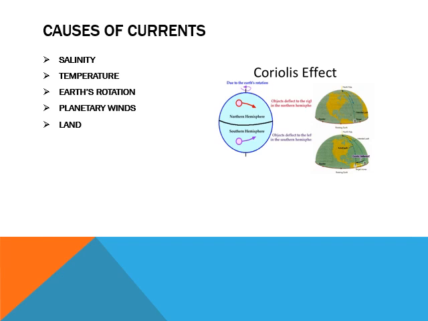The third factor is the rotation of the earth, and you can see the picture also. Since the speed of rotation of the earth is maximum at the equator, all the moving bodies move in a clockwise direction in the northern hemisphere and anti-clockwise direction in the southern hemisphere. For example, the Canary Current and the Gulf Stream in the northern hemisphere and the Peruvian and West Wind Drift in the southern hemisphere.